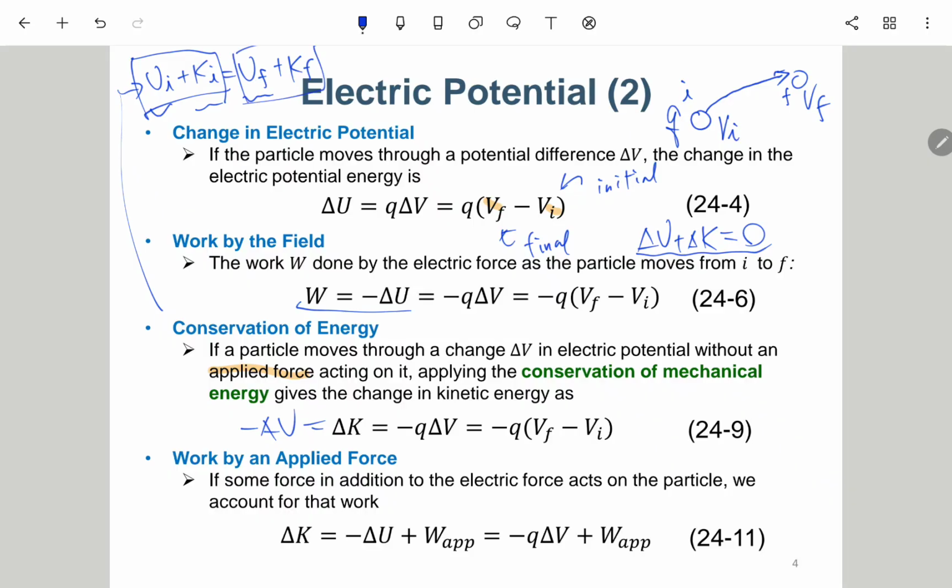But if you try to move over the terms, it can be like UF minus UI equals negative KF plus KI. So this one will be delta U, and this one will be negative delta K, which will be something like this.